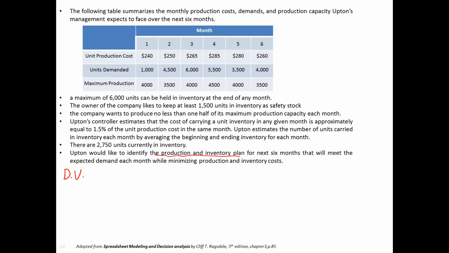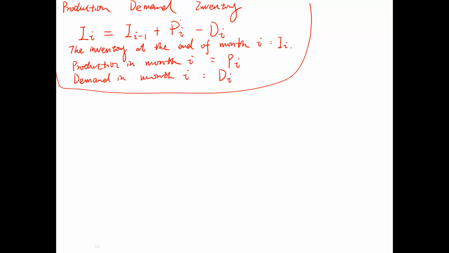We cannot define both P and I as decision variables because there is a relationship between them. Is this clear? Because of that relationship, if P is defined as the decision variable, then I will be calculated from this formula, because we know the demand D and the beginning inventory at the very beginning. Once we define P as the decision variable, we can calculate the inventory.